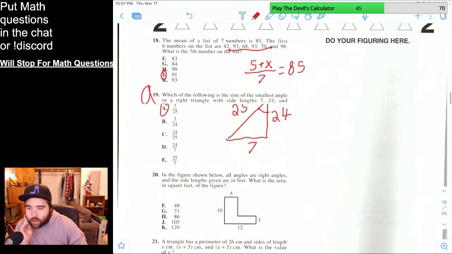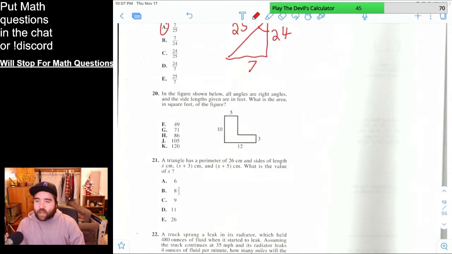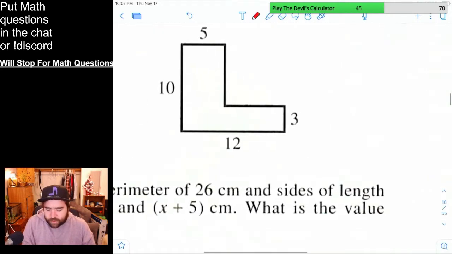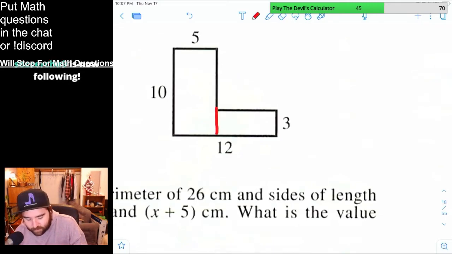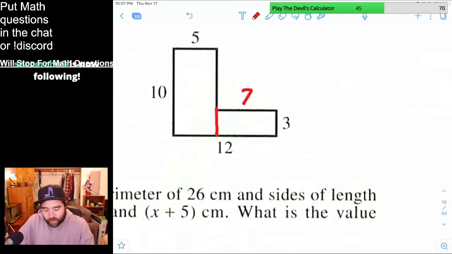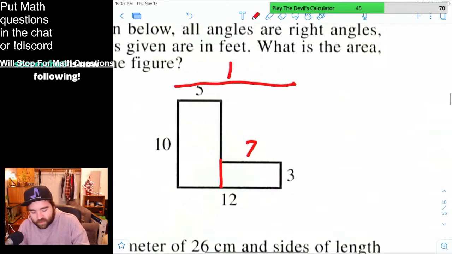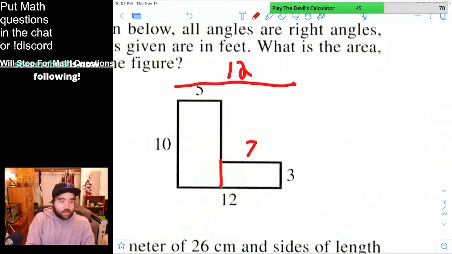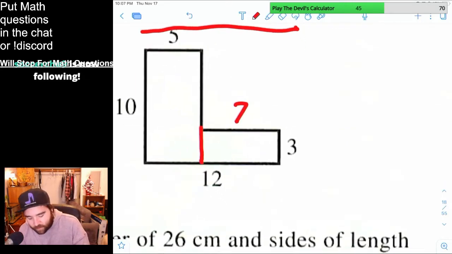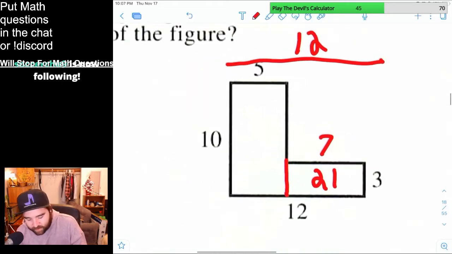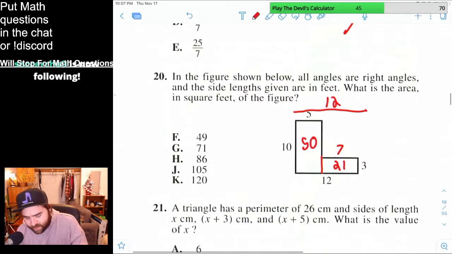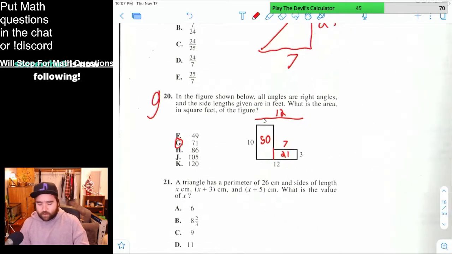In the figure shown below, all angles are right angles, and the side lengths given are in feet. What is the area of the figure? Okay, so the area of these shapes, these are kind of fun. I remember doing these in elementary school. You just got to separate into different parts. So you got your 2 rectangles, and you see how that's going to be 7 because this entire length is 12. So you take away that 5, and you see the 7. So now you can find the area of these little rectangles. So this one is 7 by 3 is 21. This one is 5 by 10 is 50. Add together those areas, and it's 71.